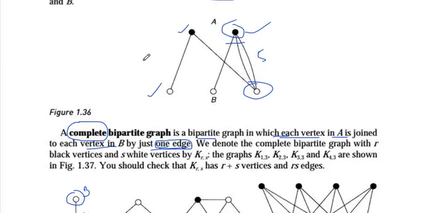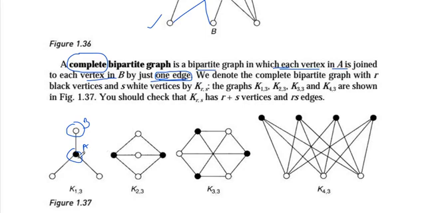Here you can draw one edge like this also, like this also, so this is not a complete graph. For it to be complete you have to remove this first edge, then connect these two edges, then you can say this is a complete bipartite graph. For complete, each vertex is joined with only one edge.